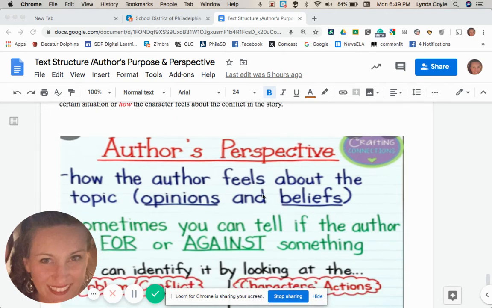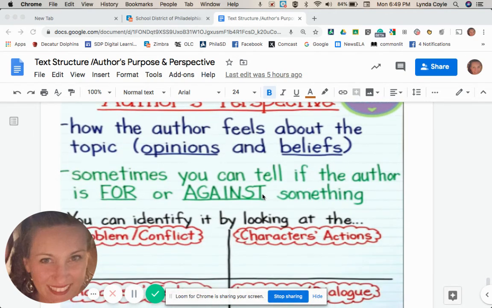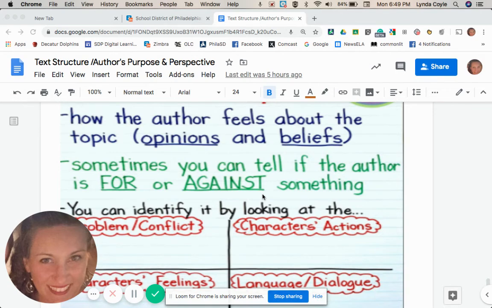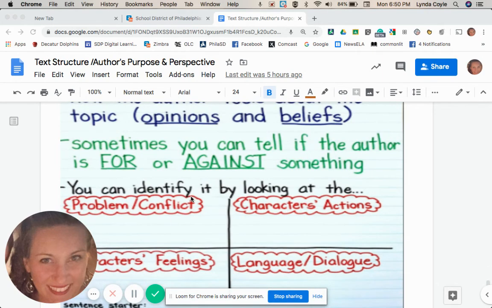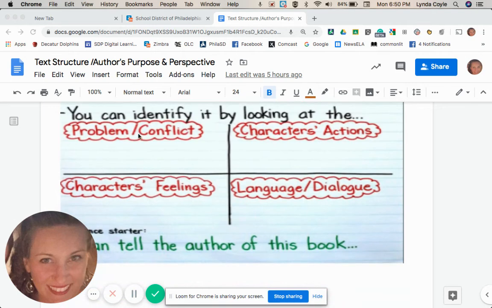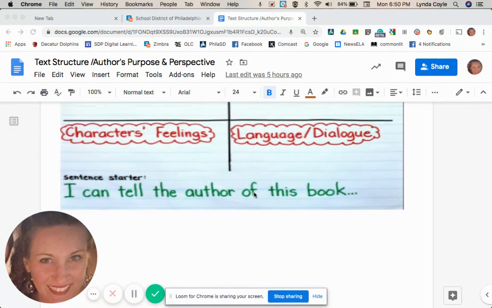And in this graphic, author's perspective, how the author feels about topics or beliefs. You kind of get the feeling of the mood and the tone throughout what the author is doing to really get an understanding, and even through the character's thoughts or feelings to understand how the author's trying to convey that. Sometimes you could tell if the author's for or against something, and here's ways you can identify it. You look at either a problem solution, the character's actions, character's feelings, or the language in the story and the way they speak.